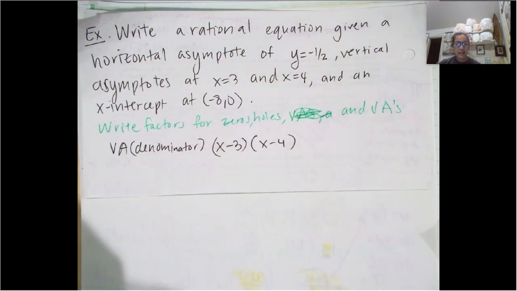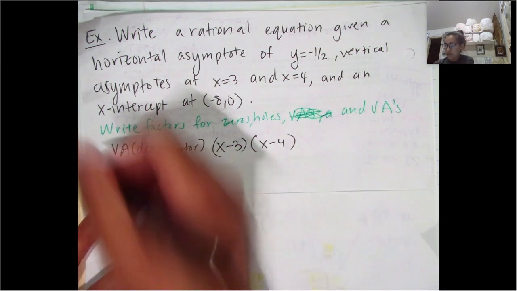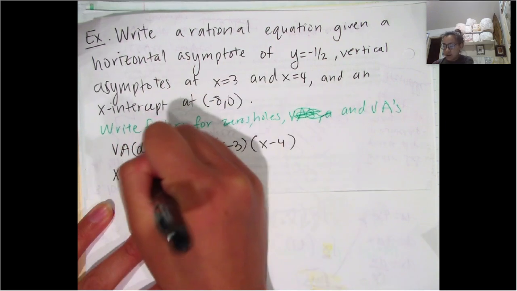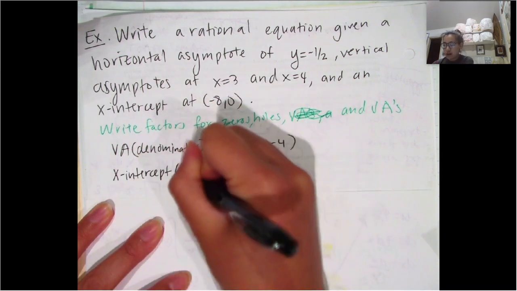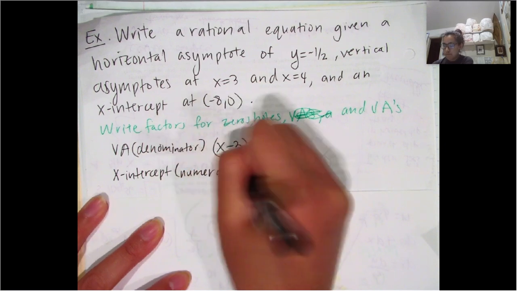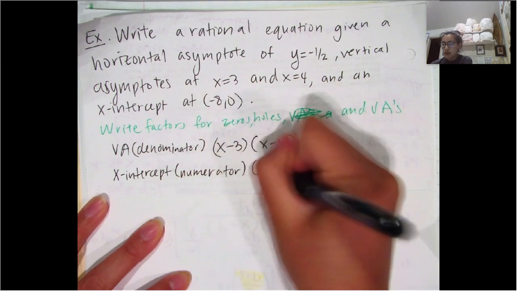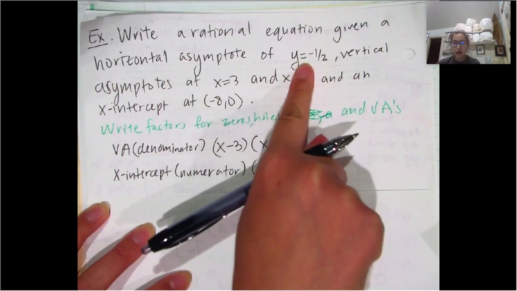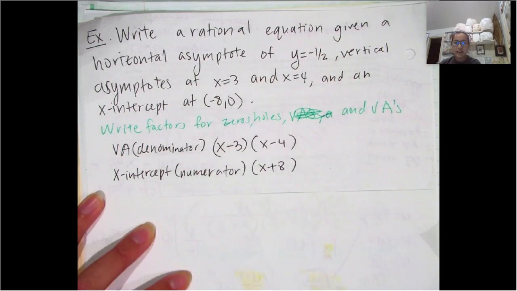And then for the x-intercept, same thing. Since this is a whole number, we'll be able to write it easily as a factor. So the x-intercept, as you know, should be in the numerator. And that's going to be x plus 8. And then the horizontal asymptote of y equals -1/2, we'll take that into consideration later.